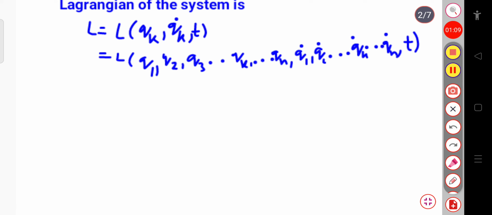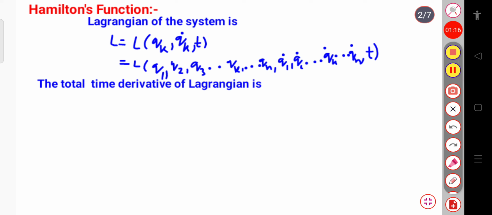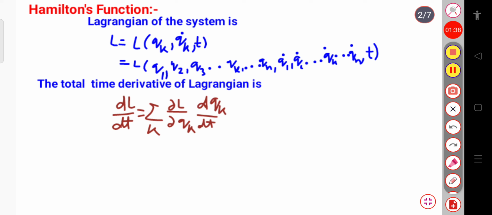Now the total time derivative of this Lagrangian L. So here we can write the total time derivative of the Lagrangian, that is dL by dt, equal to sum over k, the partial derivative of L with respect to qk into dqk divided by dt, plus sum over k, dou L by dou qk dot into dqk dot divided by dt, plus dou L by dou t.